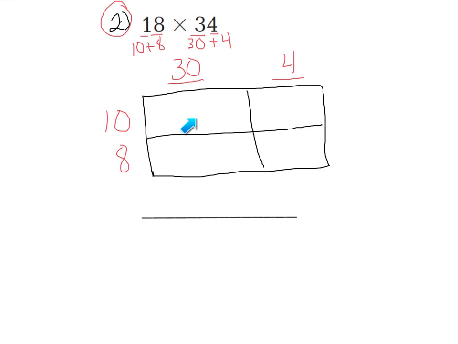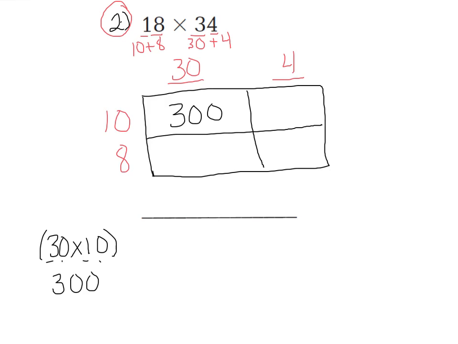I want to find out what partial product goes into this box. So in order to do that, I need to multiply two numbers. Now if I go up, I have a 30, and if I go over, I have a 10. So the two numbers that I'm going to multiply first are 30 times 10. Well, 3 times 1 is 3, plus 2 zeros is 300. So I'm going to write my 300 in my box model for my first partial product.